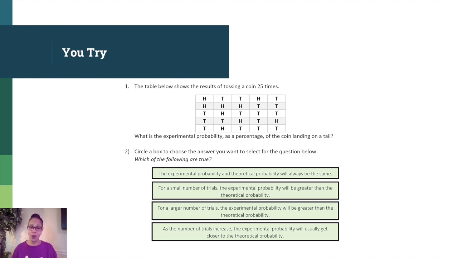Now I want you to practice with two problems. Pause the video, complete the problems on the slide. When you are finished, resume the video.